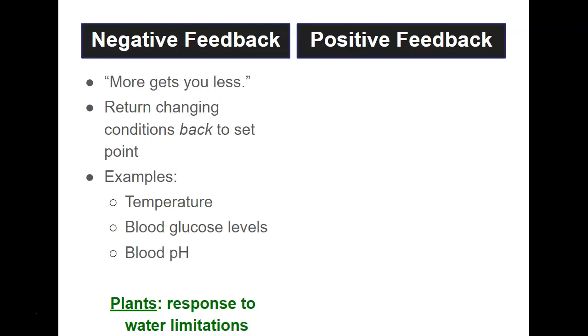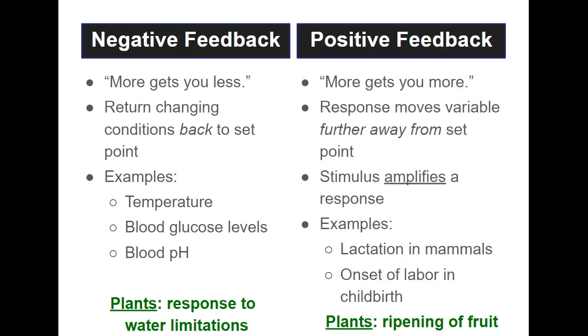Which brings about the idea of negative feedback and positive feedback. And we saw a little bit of this related to metabolic pathways in the past. So one example of negative means more gets you less. Return the changing conditions back to a set point. So let's say your body gets too warm, or your blood pH gets too high, or your blood glucose levels get too low. Whatever it is you're trying to combat or return from wherever you deviated from. So there is a negative feedback to try to bring it back to where it was.